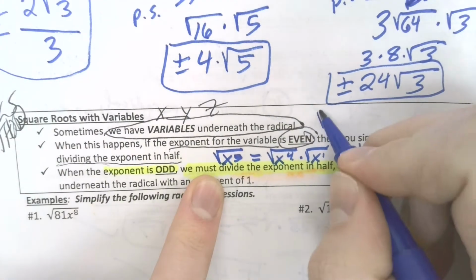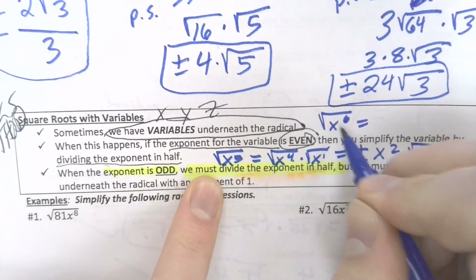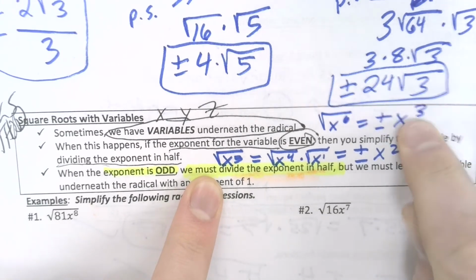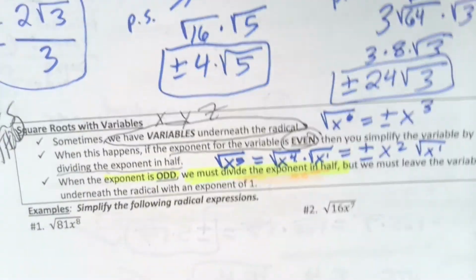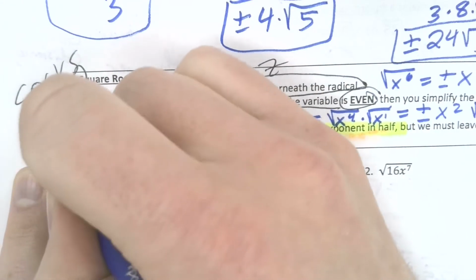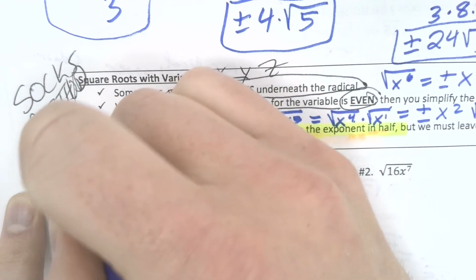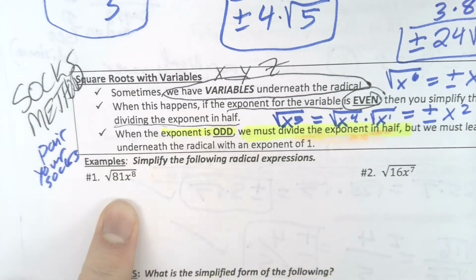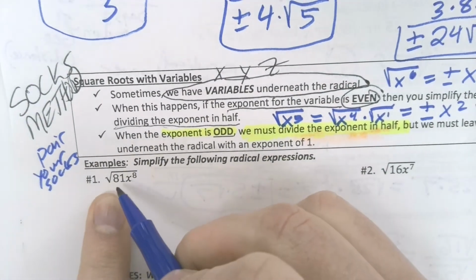Whereas if it's even, x to the 6th, that would just be plus or minus x to the 3rd. And that's why we call it the SOX method, because you have to pair your SOX. You have to pair your SOX. So check it out. We know the square root of 81.